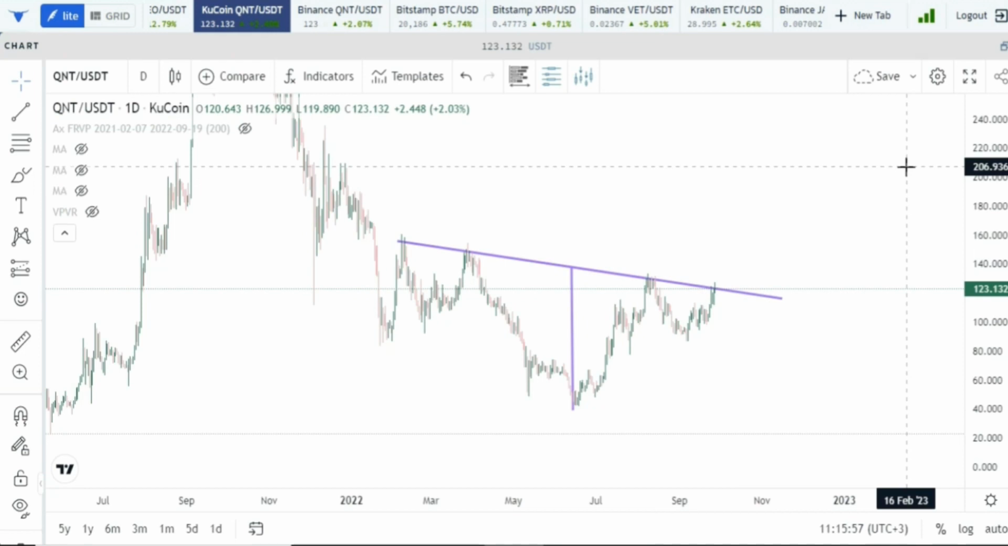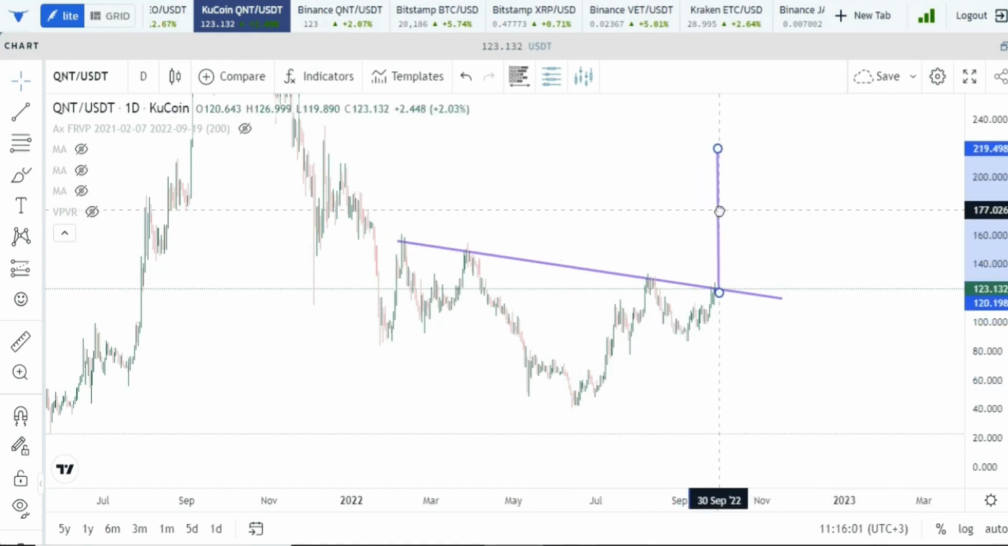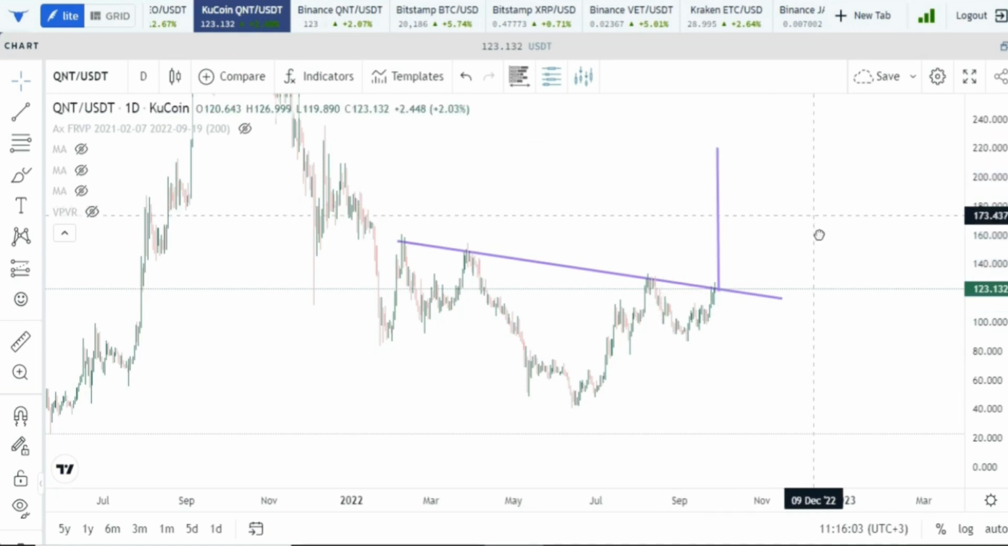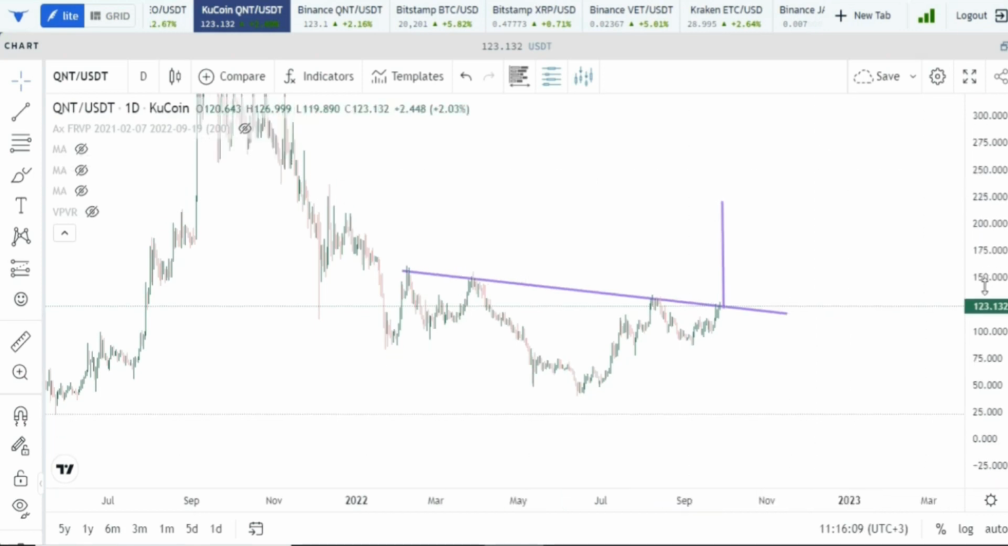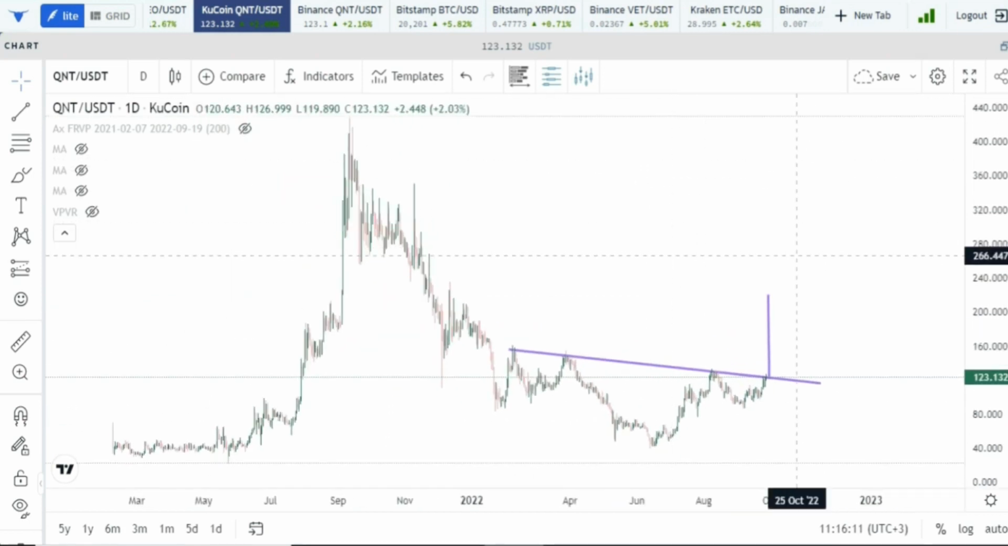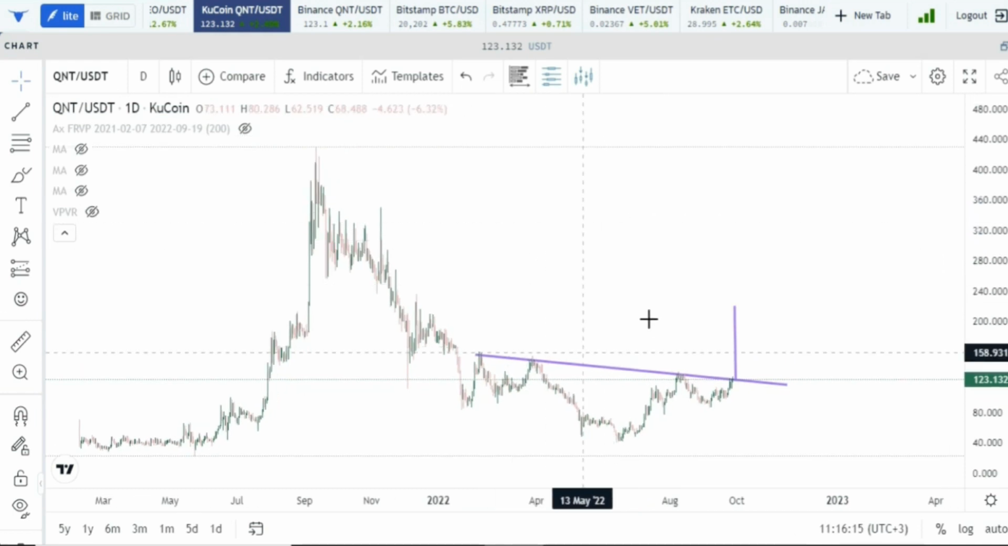So yeah, with all those things said, let's quickly take a look at our price targets right here, which is the measurement from the neckline up until the head right here. And you can see that we are coming right into $220, and it's a price target that I've been eyeing for a very long time. But it has to be said that I haven't found any other confluence with this price target here.